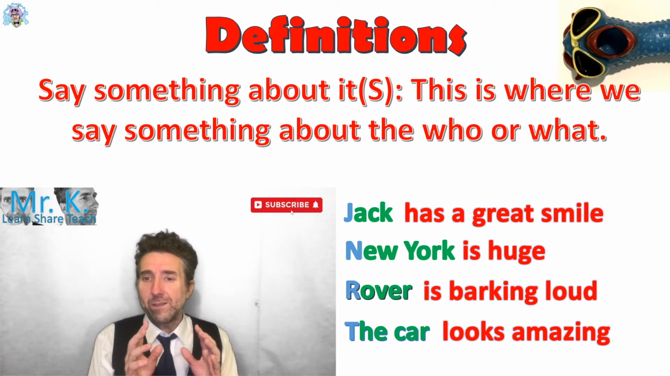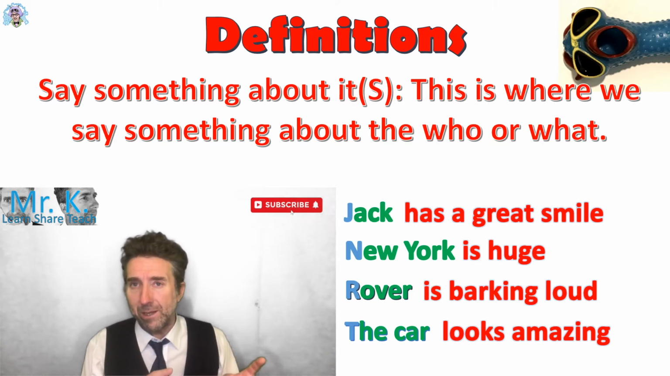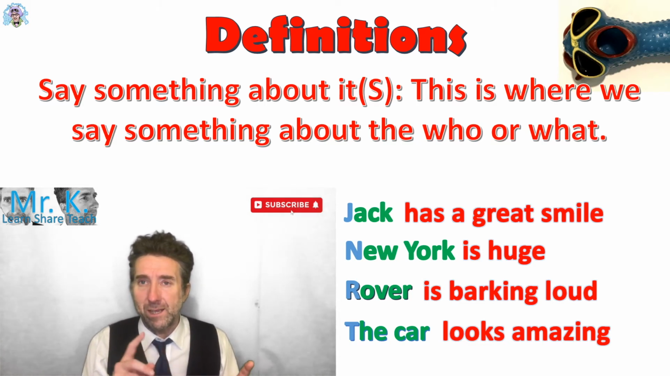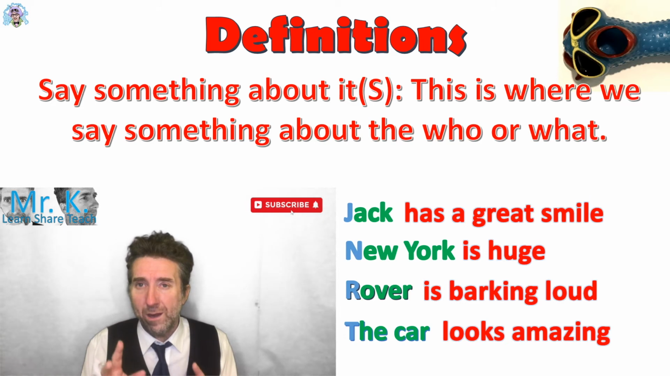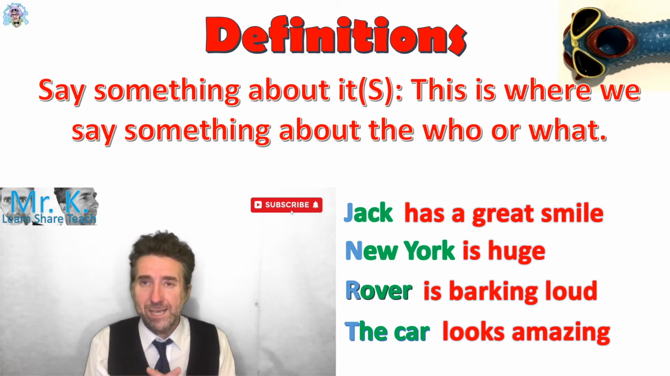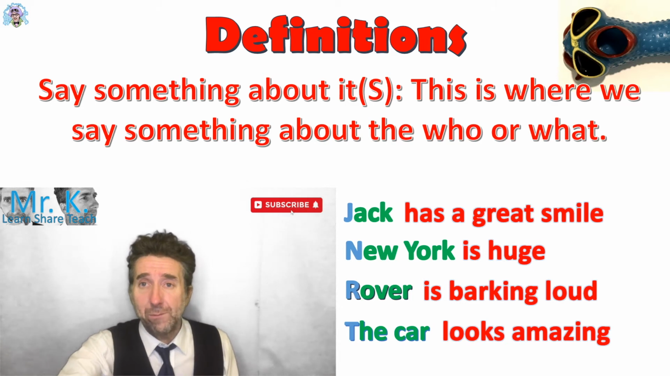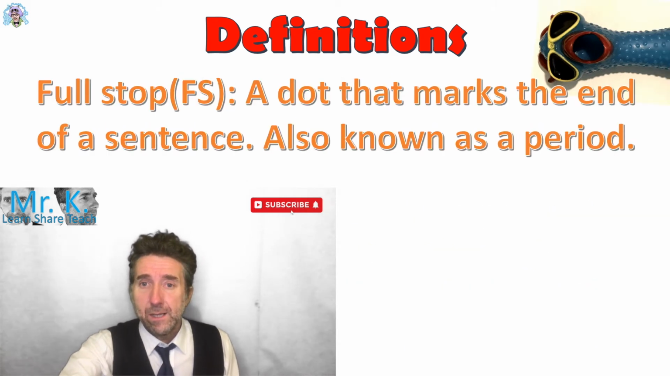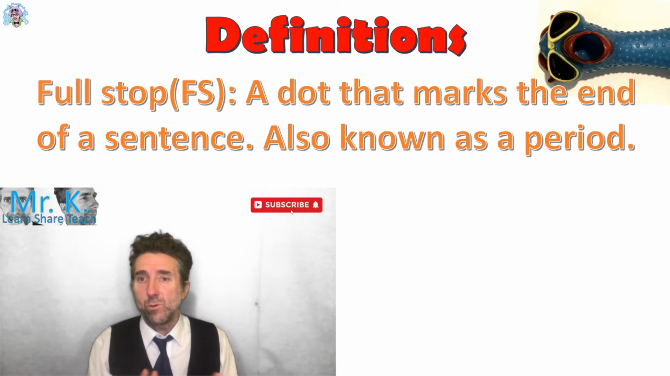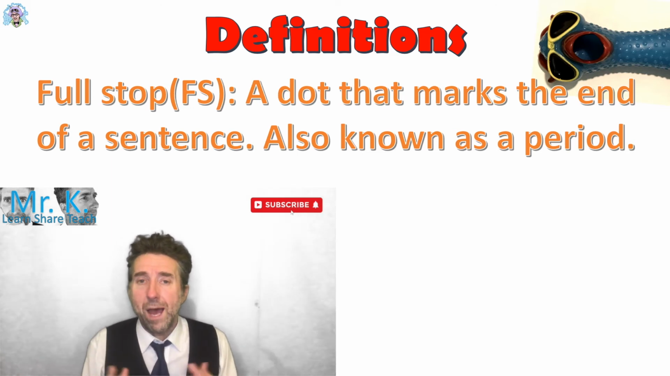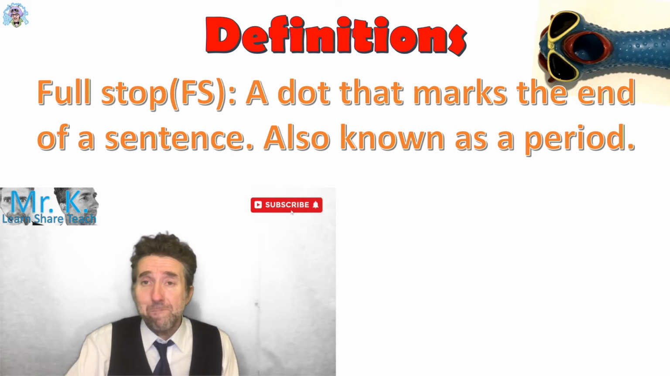We've got so far three elements there. We've got capital letters starting at the beginning of the sentence. We've also got a who, what, thing, or where that we're going to say something about, and then we've also said something about it. Okay, let's go to the final element that you'll need to make a sentence. So the final element you will need is a full stop. Now this is a dot or a mark at the end of a sentence. It's also known around the world as a period.